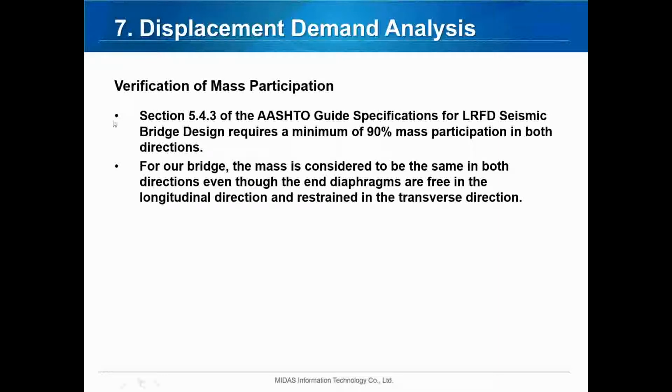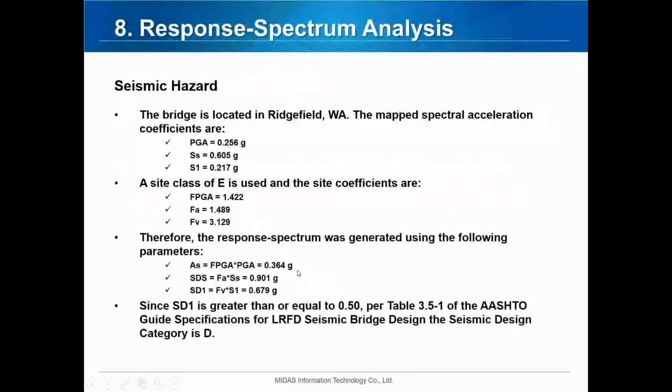And then as far as the mass participation, AASHTO guide spec section 5.4.3 requires that 90% of the mass participation be captured in both directions, longitudinal and transverse. We were able to obtain that for our bridge. Also for our bridge, the mass was considered to be the same in both directions, even though the end diaphragms were modeled as free in the longitudinal direction, and we restrained them transversely.